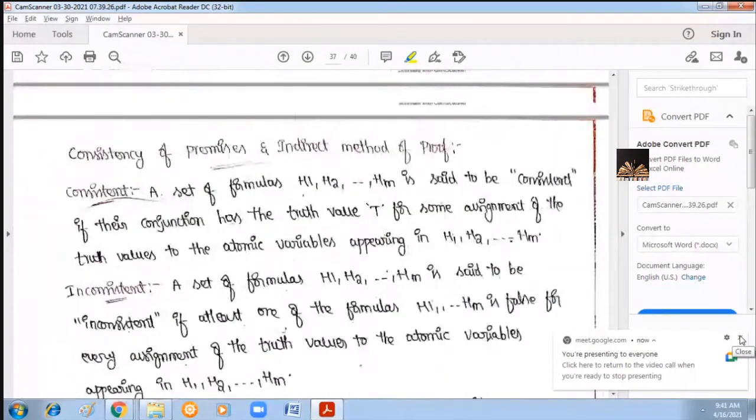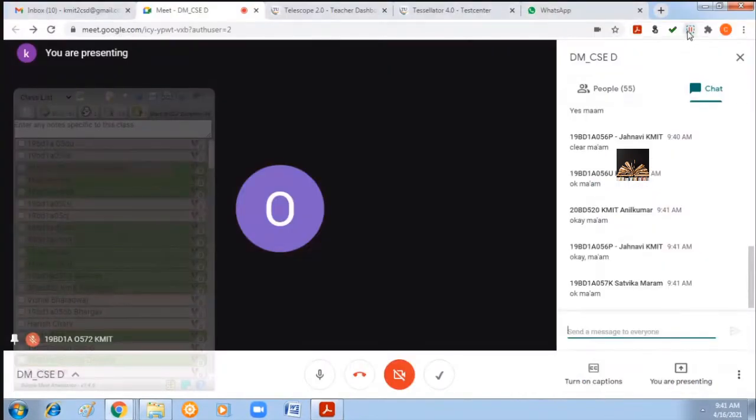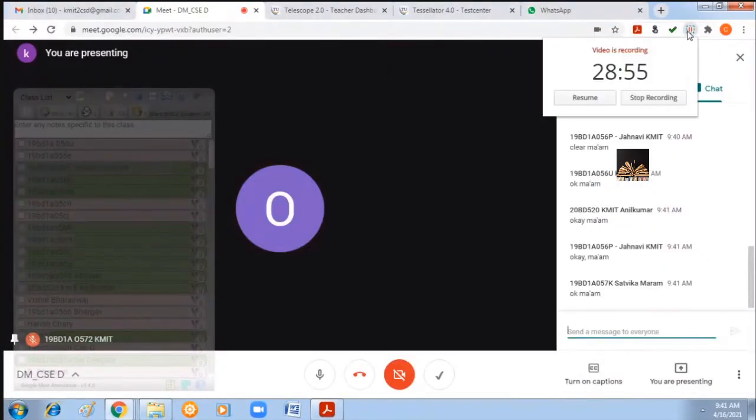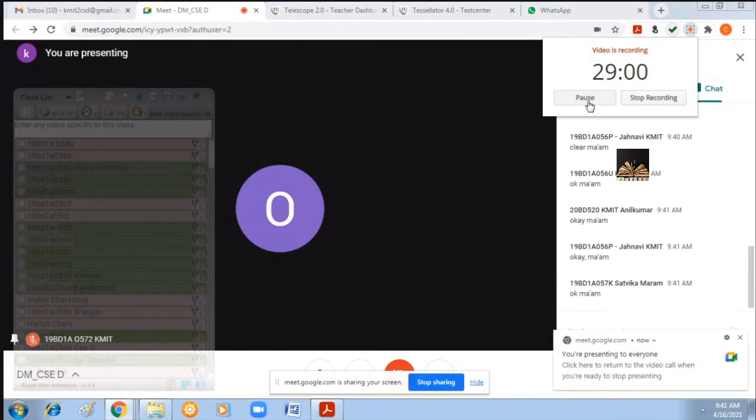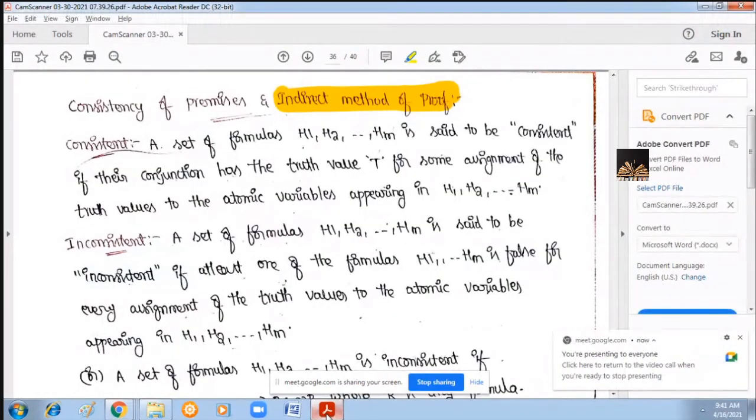Next concept is indirect method of proof. Indirect method of proof means whenever a conclusion is given, if you are asked to prove that the conclusion is valid from the given set of premises using this indirect method of proof, then what you will do is you will take the contradiction of that conclusion, or the negation of the conclusion. You'll take the negation of the conclusion and you'll try to prove that answer.